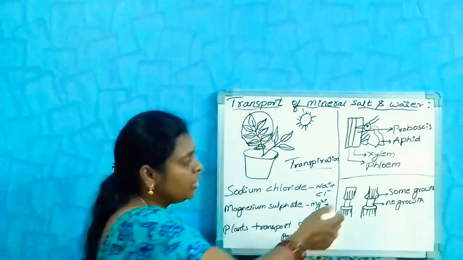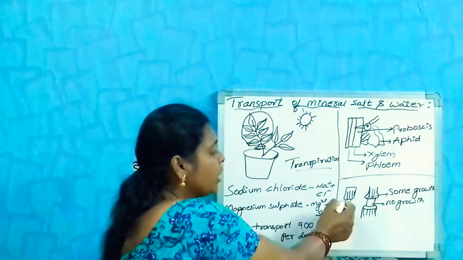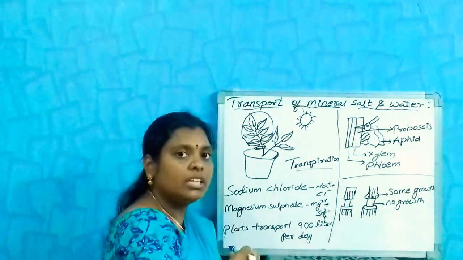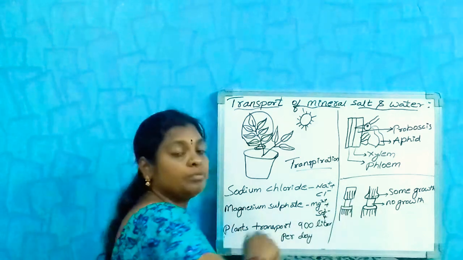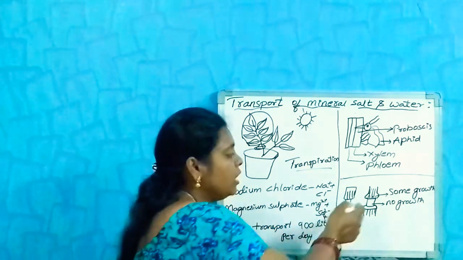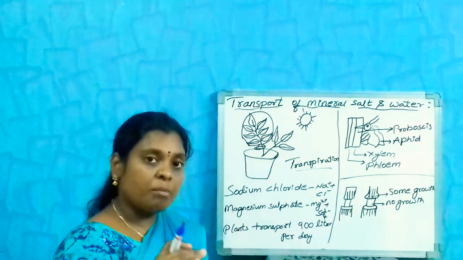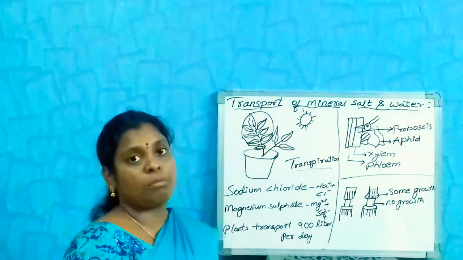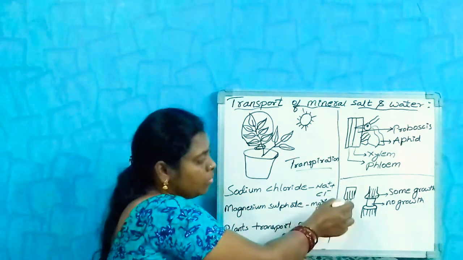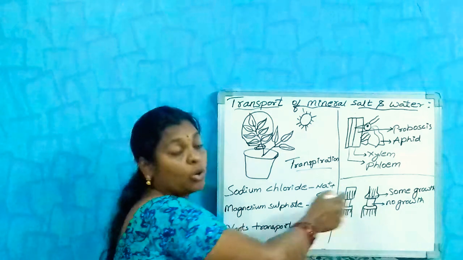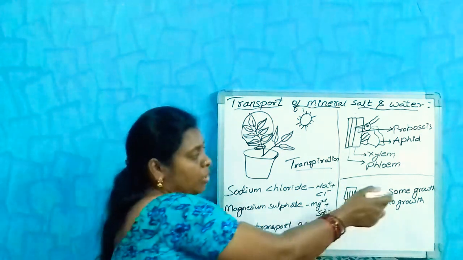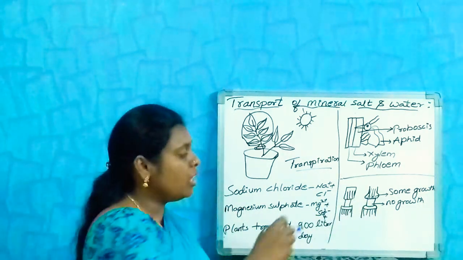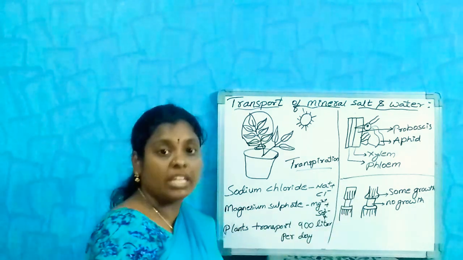The next one: when you cut the outer ring of the bark of the plant and leave it for some days, you may see growth. Why? Because the xylem vessels are not disturbed here, so the water transport system is there. But you can see some growth in the upper part of the plant, some bulged part above the cut where we cut the ring.